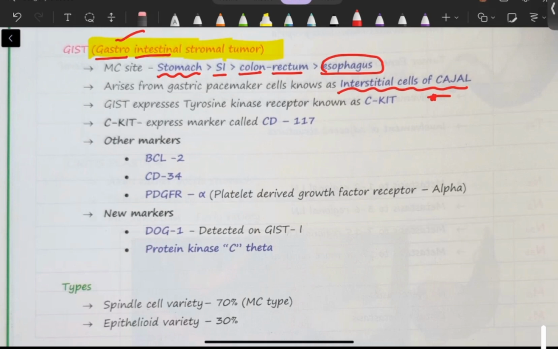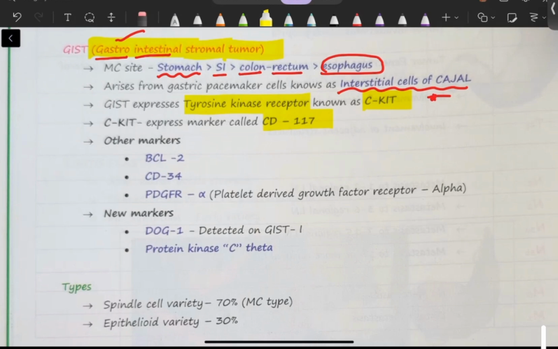This tumor expresses a receptor called tyrosine kinase receptor, which is known as c-KIT. All these markers help us identify or diagnose that this is gastrointestinal stromal tumor. If the c-KIT marker, the tyrosine kinase receptor, is expressed through GIST, and this c-KIT expresses a marker called CD117, then while diagnosing, if we are able to detect this CD117, it is diagnostic of GIST.